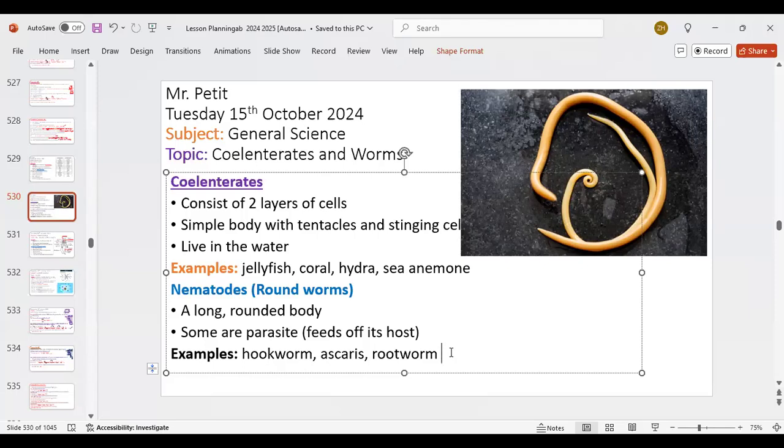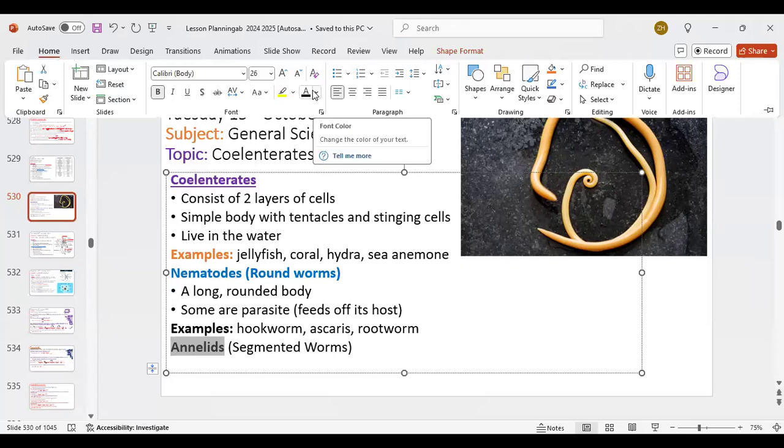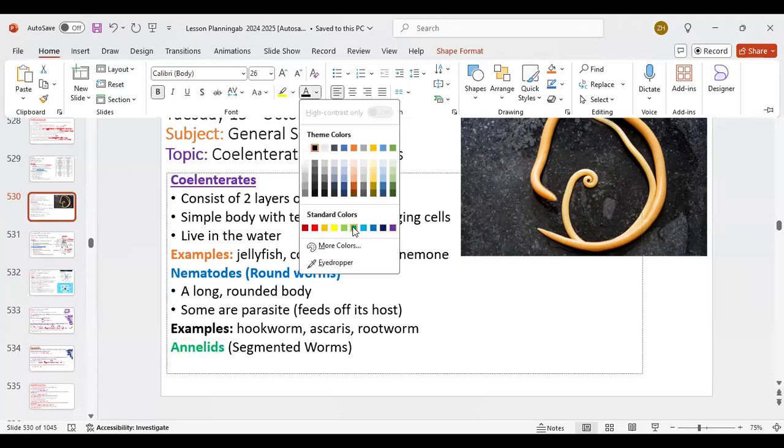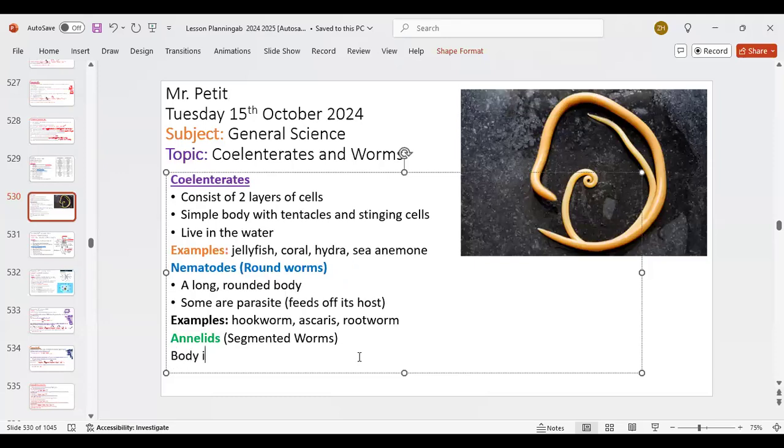Okay, next. So we have the roundworms, and then we have the segmented worms. These are what you call the annelids. Segmented. What do we mean by segmented? It has sections in its body. Yeah, it has parts or sections, right? Like an ant. Kind of like a centipede. Their body is long and segmented.